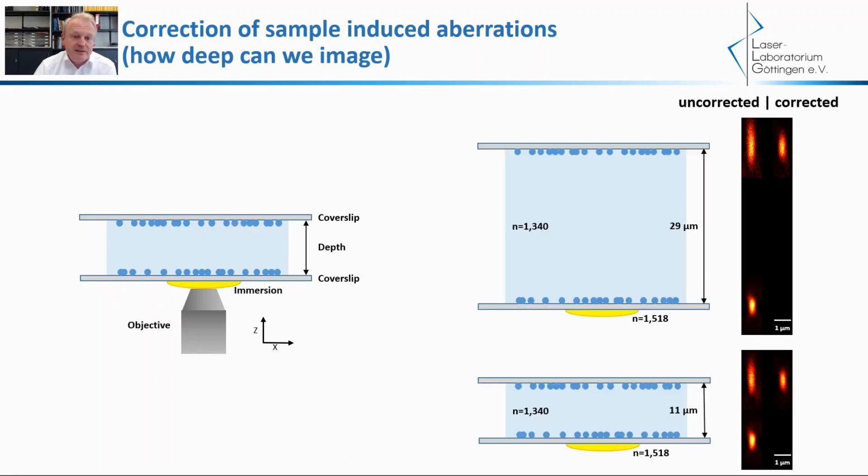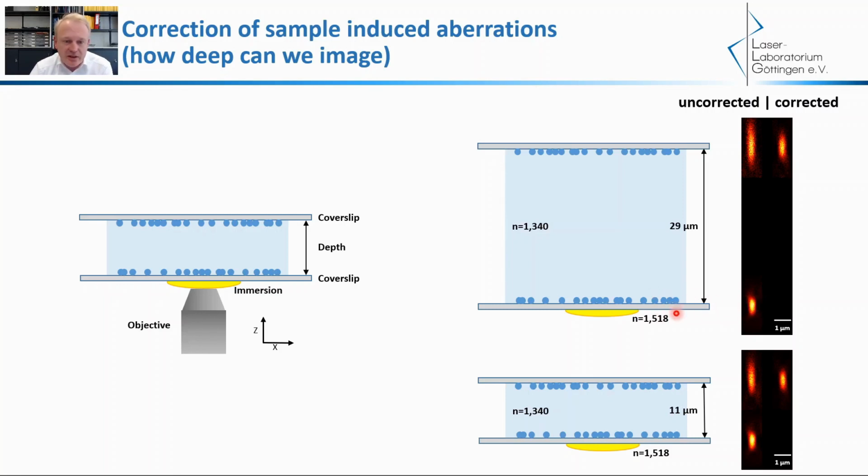And here are 2 examples of measurements. What we used here is an oil immersion lens, which we see here from the refractive index of the immersion medium. Then the 2 cover slips were spaced by 11 microns in case 1 and 29 microns in the second case, and the medium we filled in between the cover slips was mainly PBS buffer, which has a refractive index which is close to water.